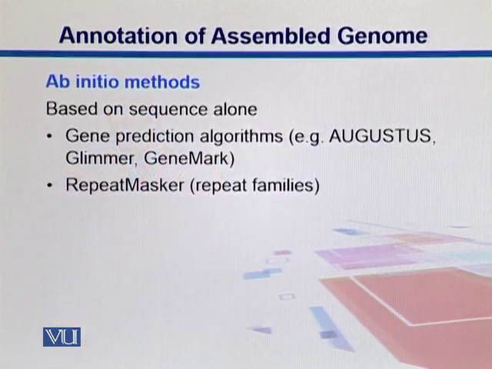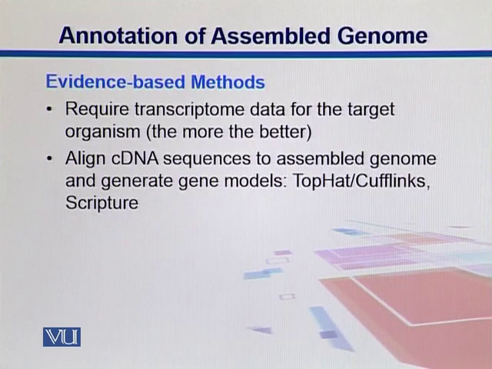Methods of these annotations. In a computational sense, we classify them into the following methods. One of them is ab initio methods. They are based on sequence alone. For example, we try to do some gene finding, and that is dealt with by gene prediction algorithms like Augustus, Glimmer, GeneMark. We try to find the repeat families. There is software called RepeatMasker. They work on the sequences, and they try to find these different genes and repeats based upon some specific patterns.